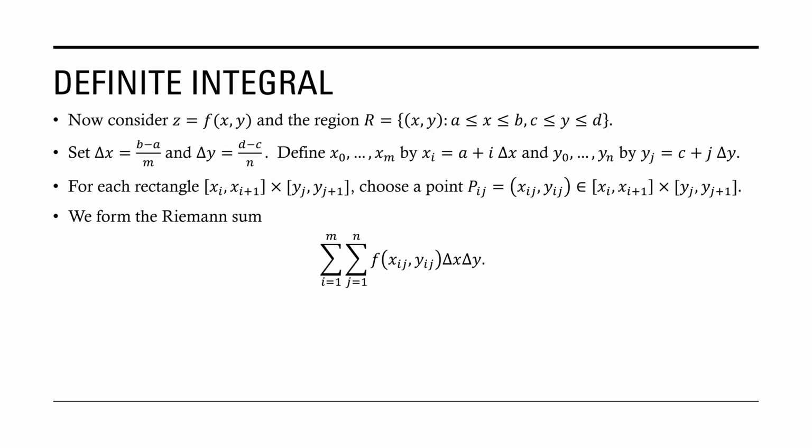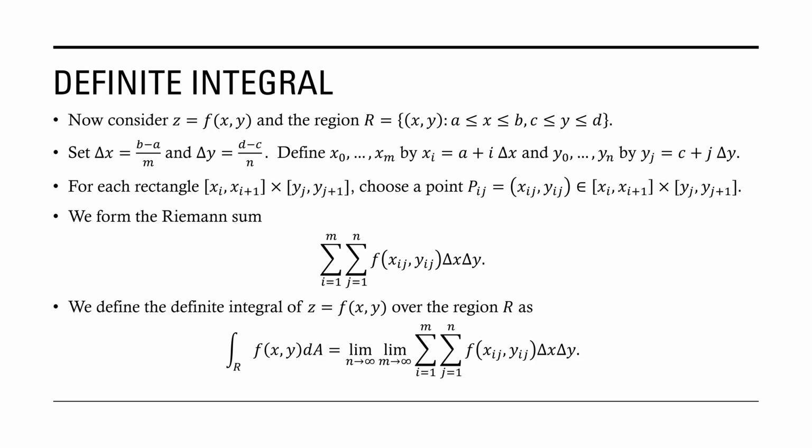So we want to let the interval from a to b be divided up into more and more pieces, and the interval from c to d be divided up into more and more pieces, which is the same as letting the limit as m goes to infinity and the limit as n goes to infinity. So this is our definite integral.